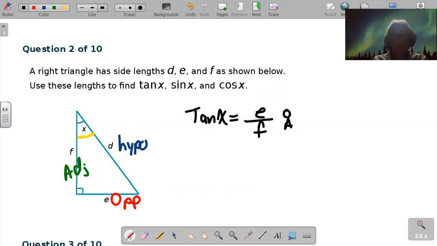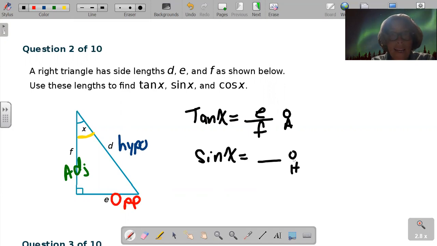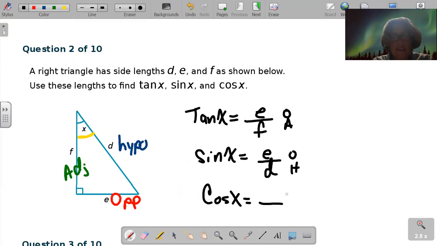Ta-da! You're done. The sine ratio of X is opposite over hypotenuse. O is E, H is D. Cosine of X is adjacent over hypotenuse, and your adjacent would be F, and your hypotenuse would be D.